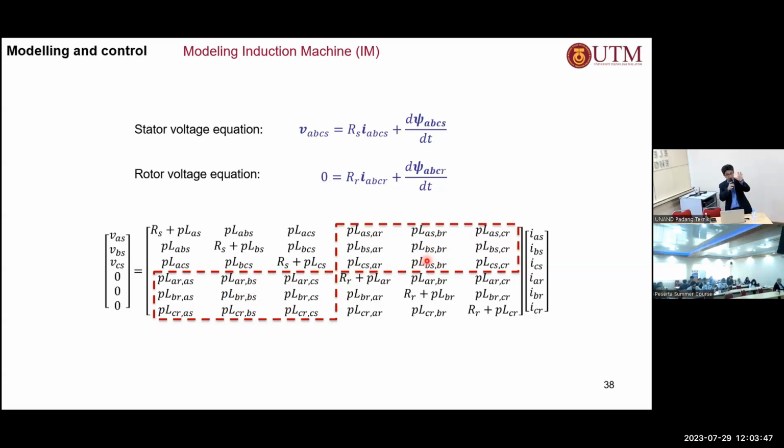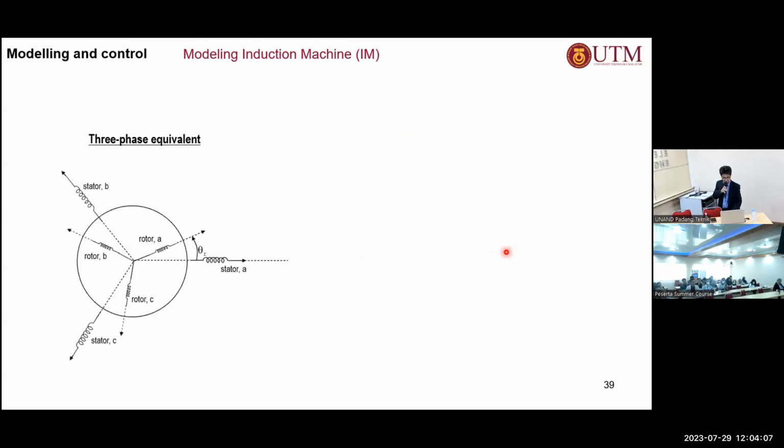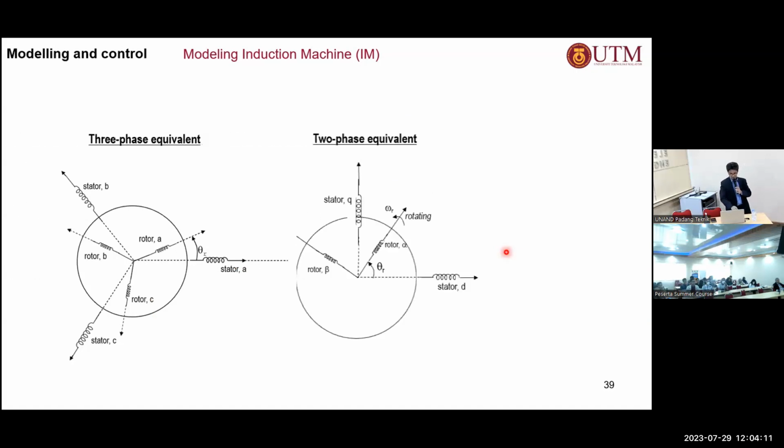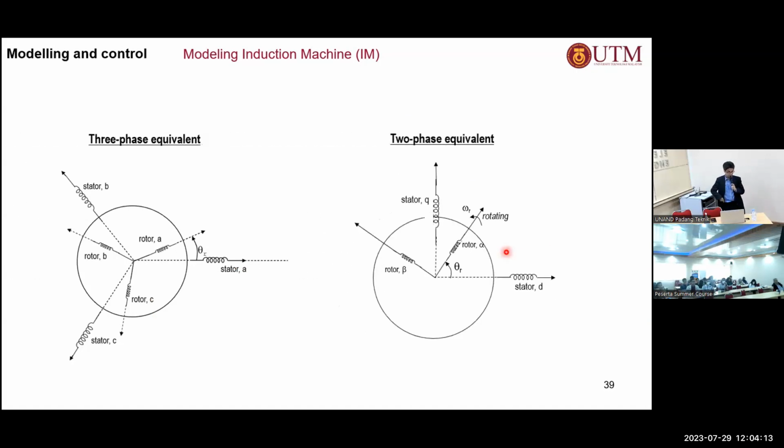You know, at a different position, you have a different mutual inductance. It is not a constant here, okay? The LAS, LCR is not a constant. It depends on the positions of the rotor. And how are you going to control that? Very, very complicated. You will end up with a huge number of equations, which is very difficult to model using the three-phase system, which is the reason why we transform that three-phase into a two-phase equivalent system, all right?